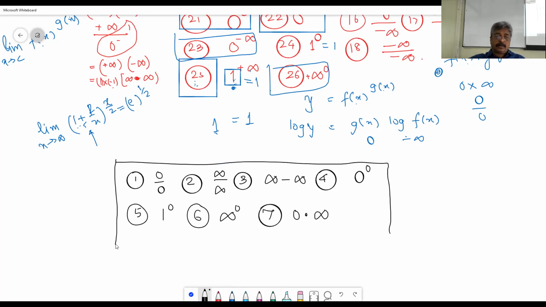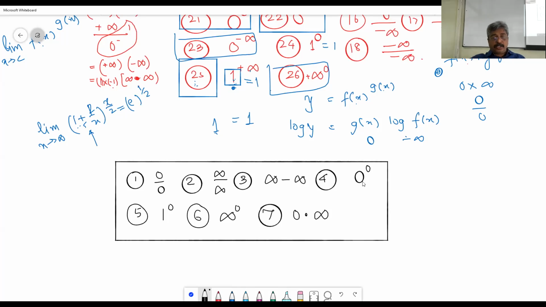So instead of 1 raised to 0, it should be 0 raised to infinity, right? No, 0 raised to 0 is there. Sorry, this is not 1 raised to 0, it is 1 raised to infinity. Mistake while writing. 1 raised to 0 is going to be equal to 1, as we have written here. 24th is not an indeterminate form, but 25th is indeterminate.